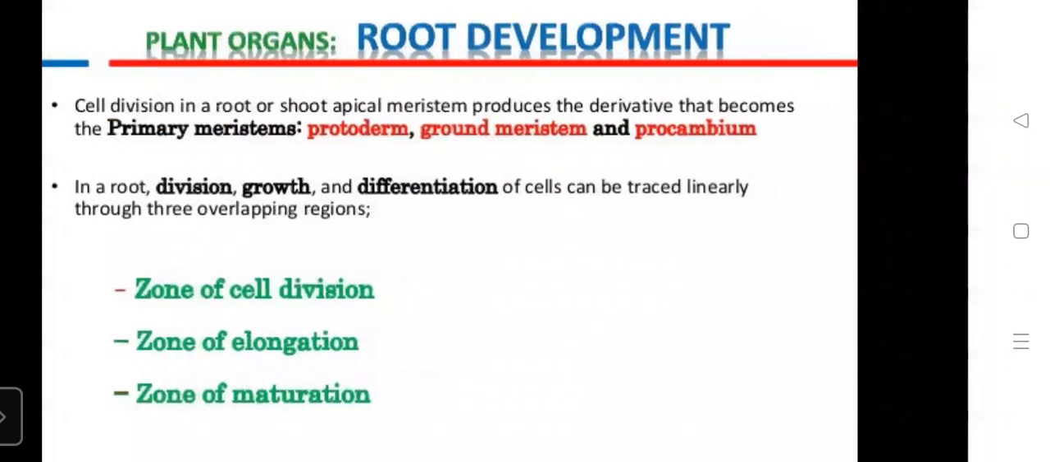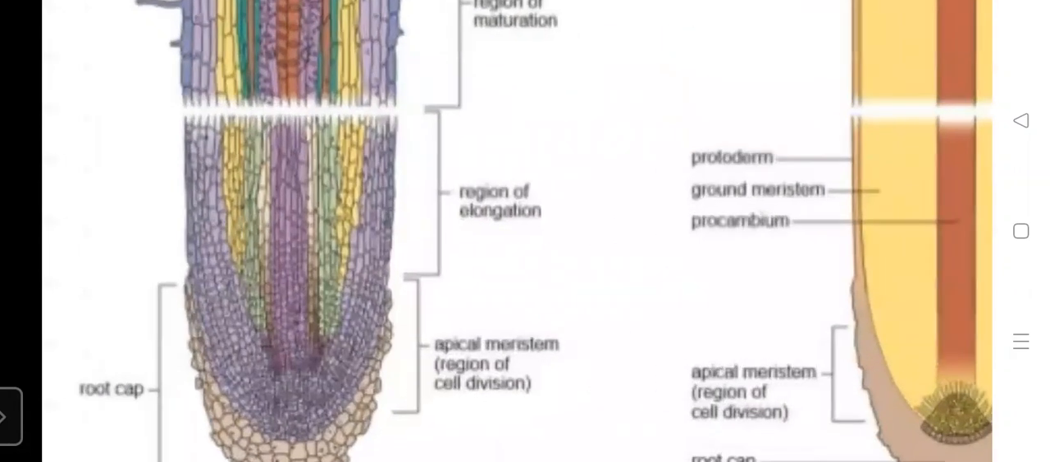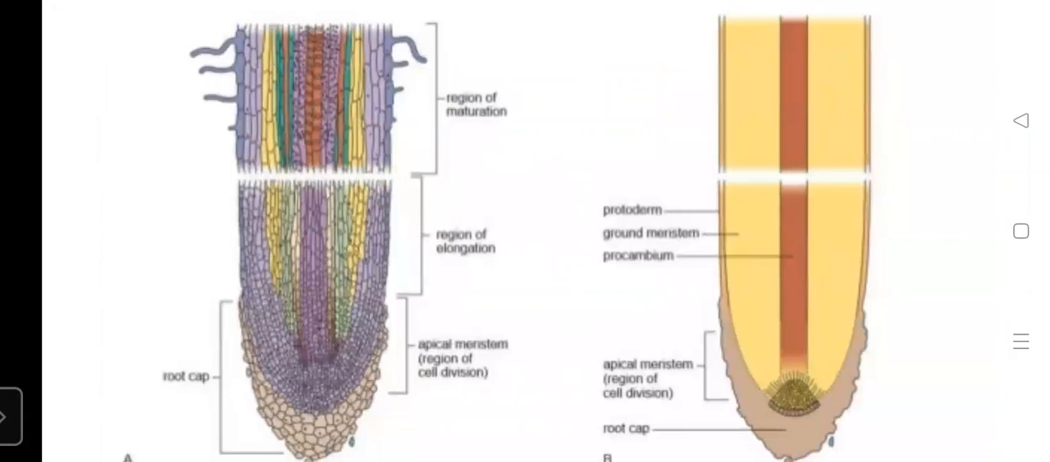See here the root development. In the figure we observe three types of development: the apical meristem, the region of cell division, the region of elongation, and the region of maturation. So root development is going on from these three differential zones. In the second diagram you observe the root cap, apical meristem, region of cell division, and the procambium, ground meristem, and protoderm. These are the three terms.